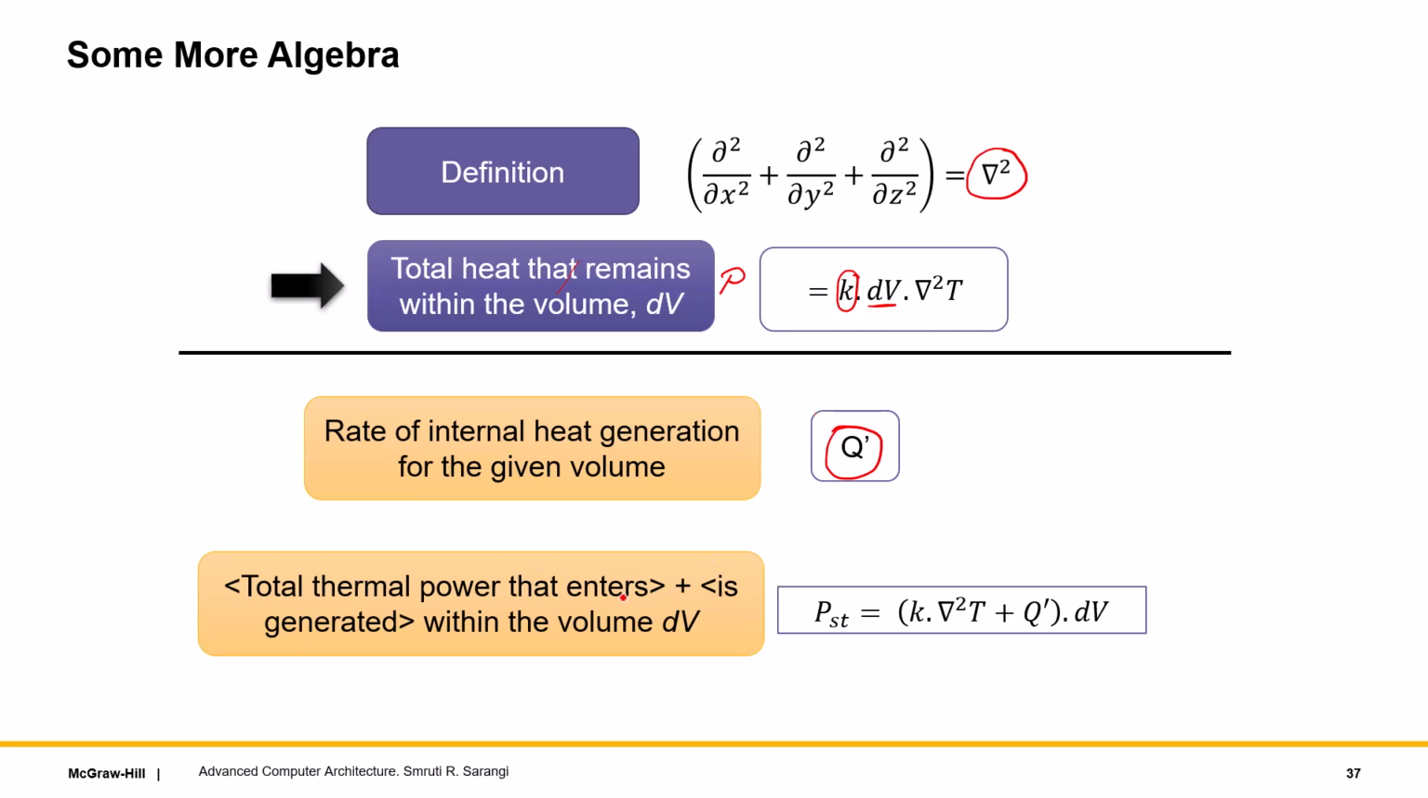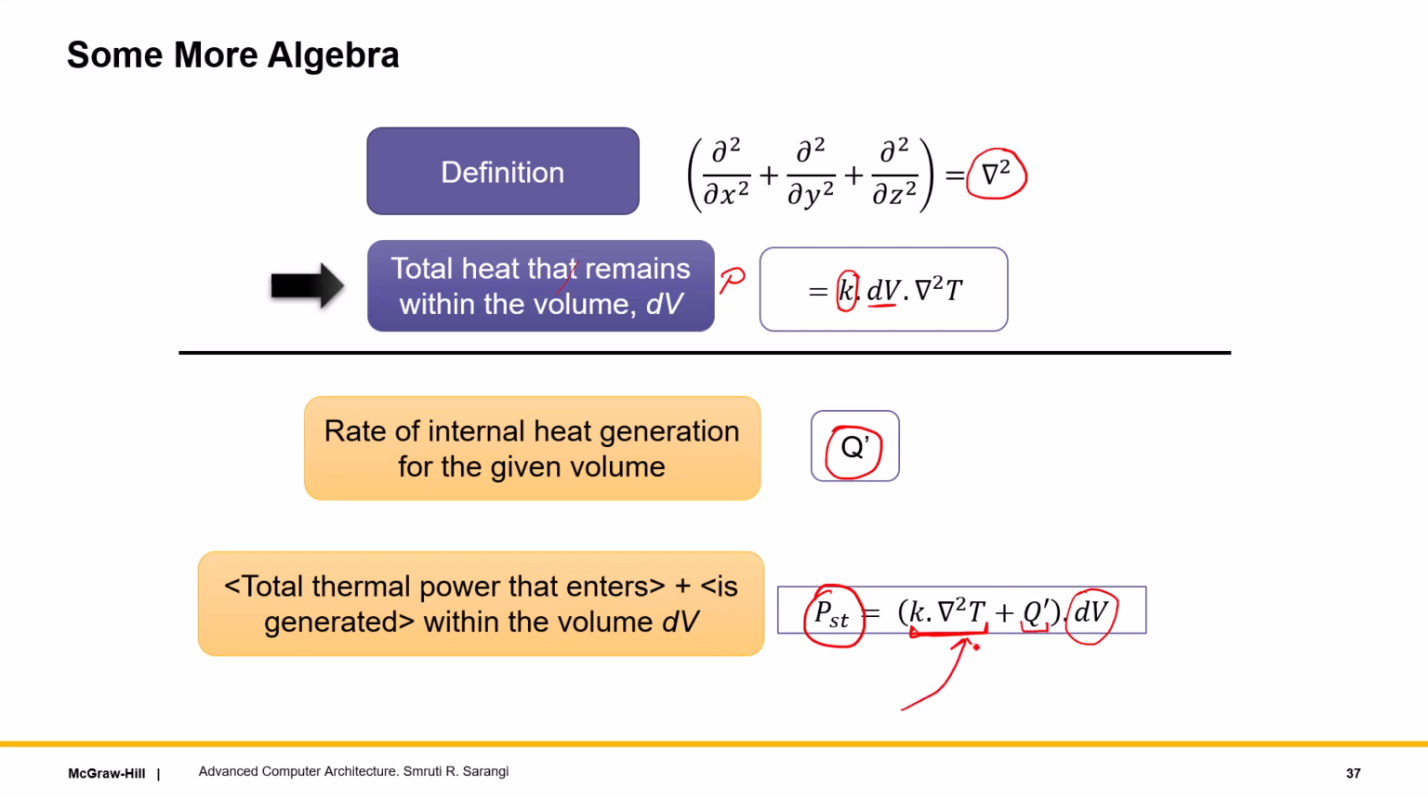It's power. So the total thermal power that enters plus that is generated within the volume dV, let us call it PST, like total, or everything, that is equal to K times nabla square T, which is the part that it kind of keeps, because your heat is flowing but some part it tends to keep. So that is why we have this temperature gradient plus whatever is internally generating, add both and multiply this with the derivative of the volume. So this Q dash is basically the derivative with respect to volume. That's the reason we are multiplying it with dV.